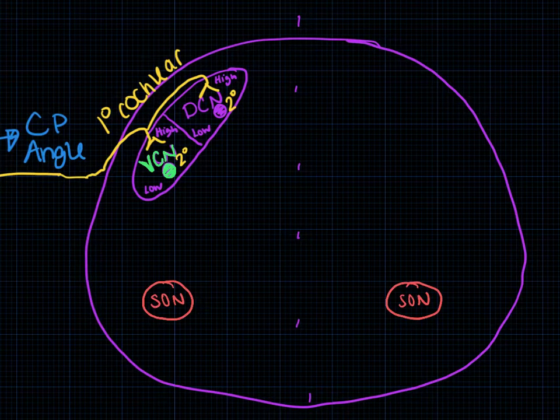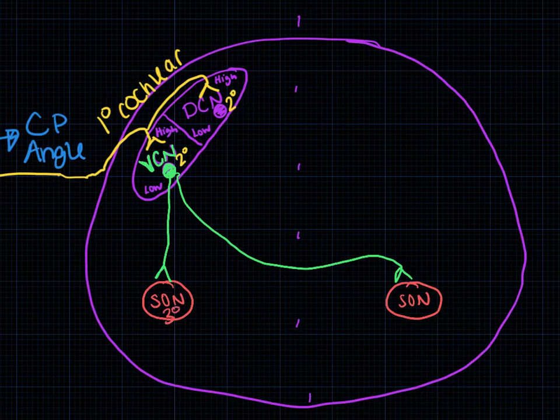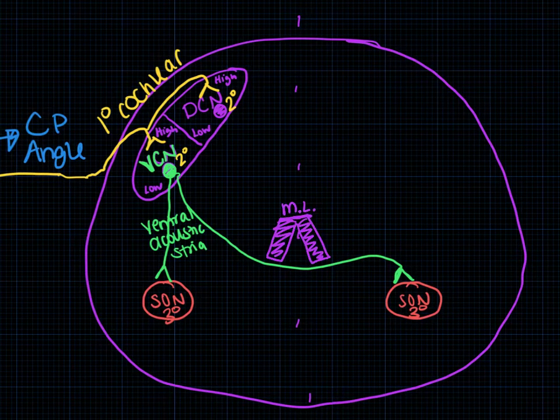So the second order neurons from the ventral cochlear nuclei are going to project bilaterally to the ipsilateral superior olivary nucleus and the contralateral superior olivary nucleus. So these are going to contain the third order cell bodies in the auditory pathway. These fibers are going to be called the ventral acoustic stria. The fibers that are crossing to the contralateral superior olivary nucleus are going to cross anterior to the medial lemniscus.